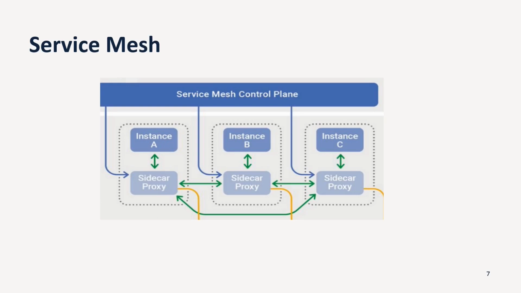Suppose in this diagram, service A wants to talk to service B. It will not directly call service B via its REST endpoint, but we have this sidecar proxy set up in parallel to service A. Service A will call the sidecar proxy, and then the sidecar proxy of service A will call the sidecar proxy of service B, and then this communication will happen over this channel.